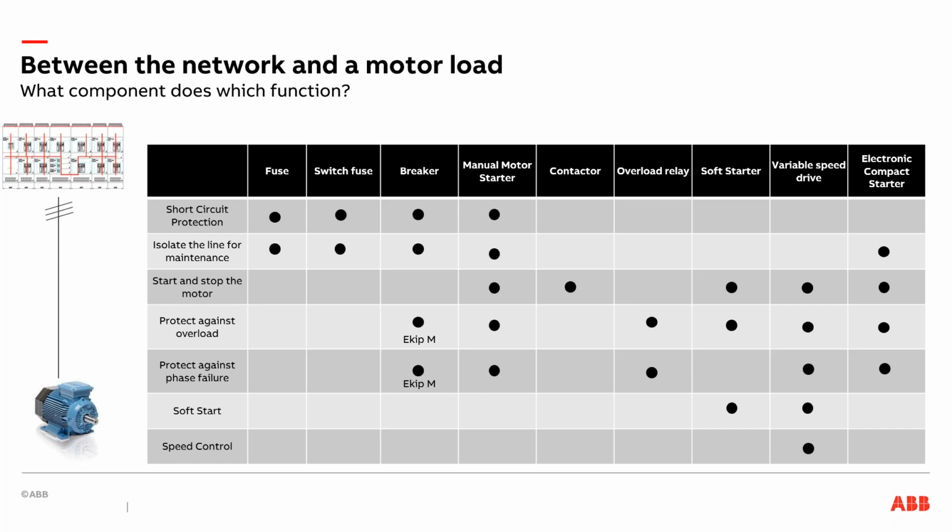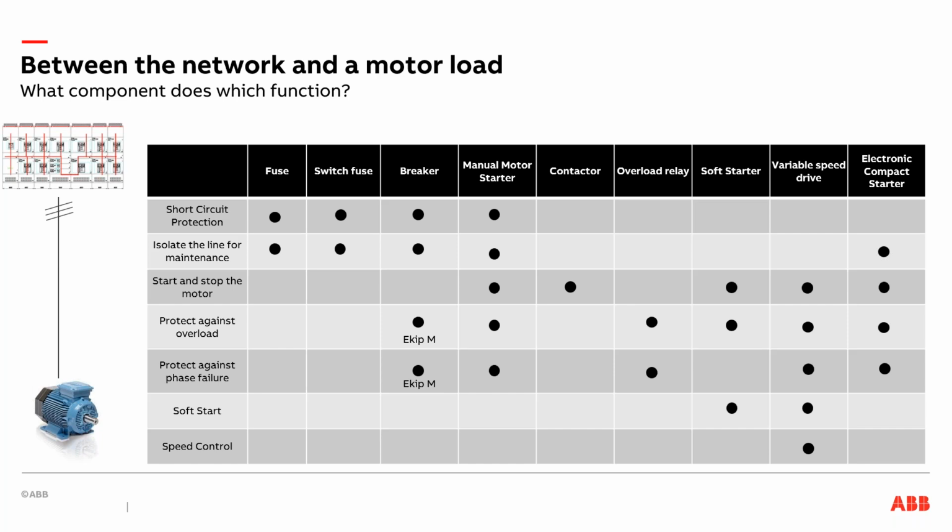With a manual motor starter, you can do quite a lot of things. Short circuit protection, isolate the line, start and stop the motor, protect against overload, protect against phase failure as well. So this was one of the questions in the poll. A contactor can only start and stop the motor. It cannot isolate the line. Overload relay protects against overload, and also against phase failure. Electronic versions can give you that protection.